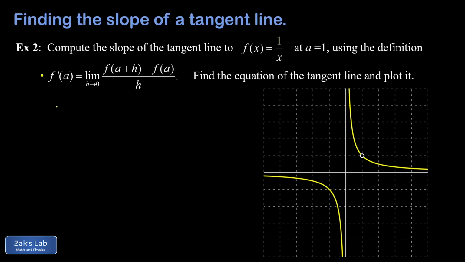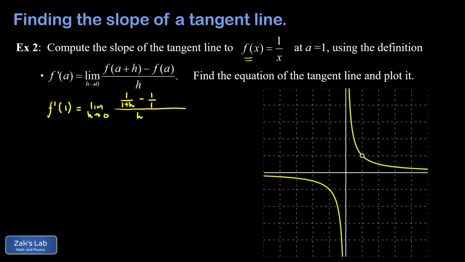So this expression is really just rise over run, and then we let the interval width shrink to 0. So we're going to sub in a equals 1 so we can find f prime of 1. And we get the limit as h goes to 0 of f of 1 plus h. So I sub that into my formula for f, and I get 1 over 1 plus h, and then minus f of 1, which just gives me a 1 over 1. In my denominator, I still have this h.